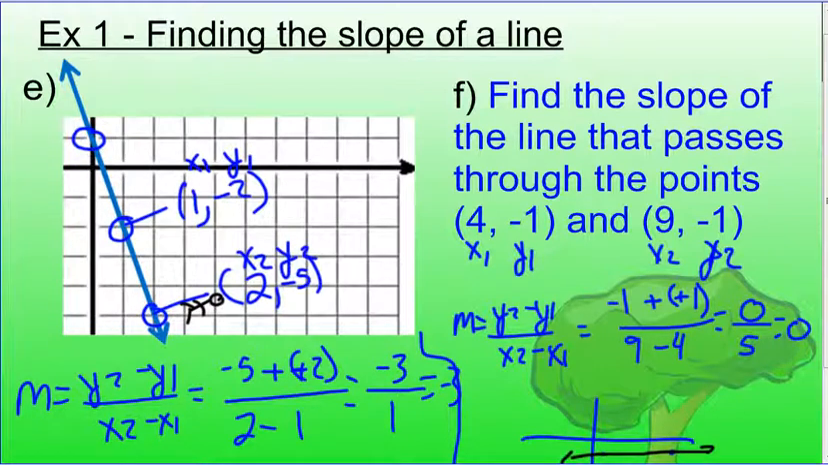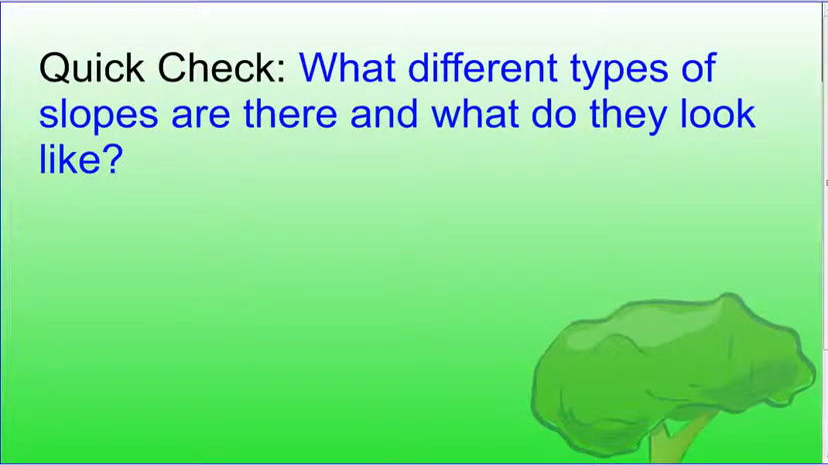What I'd like you to do very quickly is, what are the different types of slopes? Or what different types of slopes are there, and what do they look like? There are 4 different types. So I will not tell you yet. If you can, list and label and maybe make a little sketch of each of them. Take a couple seconds, pause the video, do it, and then when you're ready, hit play, and we'll go through them together.